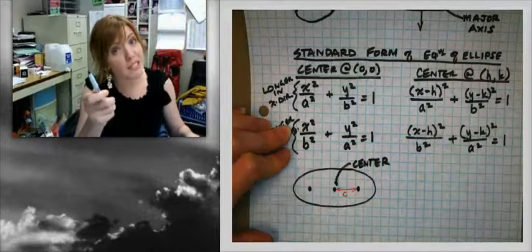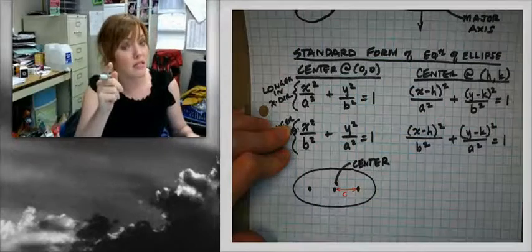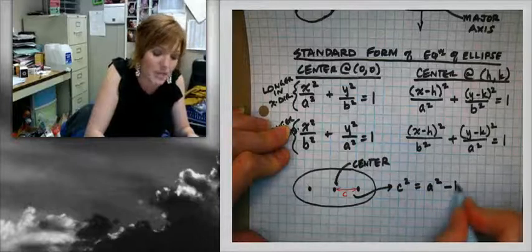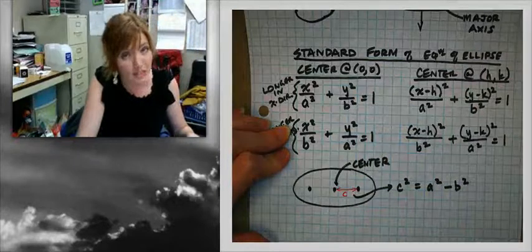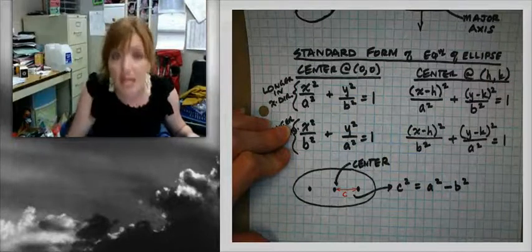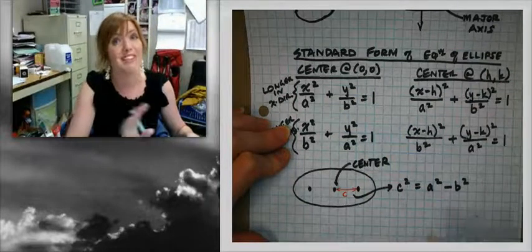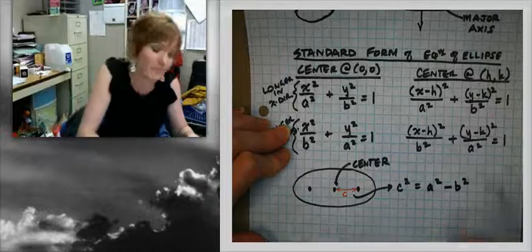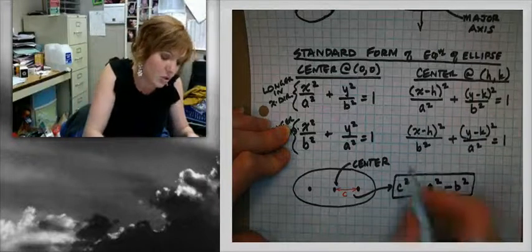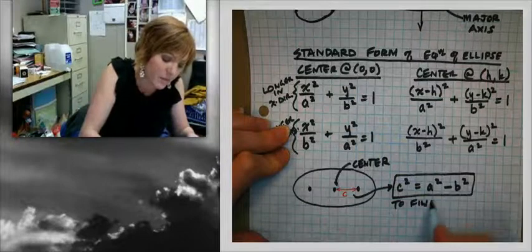So are you ready for this? This is kind of trippy. Only in ellipses does c squared equal a squared minus b squared. Only in ellipses. Okay, we all remember the Pythagorean theorem is a squared plus b squared equals c squared. In ellipses, it's backwards. It has its own set of rules.